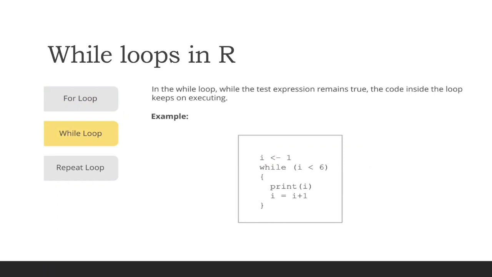While loop, in the same way as in other programming languages, we need some initialization, condition, and then iteration. So here in the while loop, the code inside the loop keeps on executing while the test expression remains true. So here when i is equal to 1, till i's value is less than 6, it will execute, print and iterate over it. So this is the way while loops work in R programming.